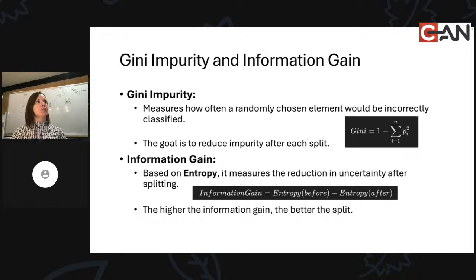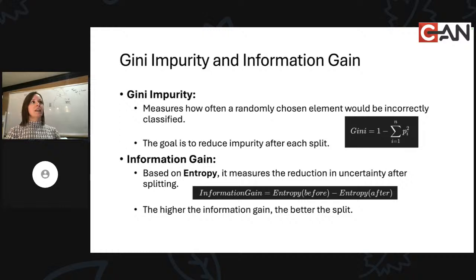So Gini impurity measures how often a randomly chosen element would be incorrectly classified. So you've got a bag of marbles, and a lot of them are green marbles and some of them are blue marbles. Let's say you always predict it's going to be green. How often would you be wrong? If you just randomly pulled out a marble, how often would you be wrong? That's Gini impurity. How impure is your mix of labels that you're trying to choose from?